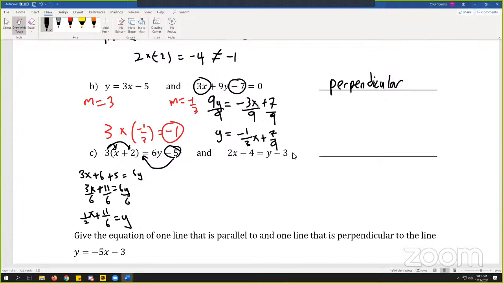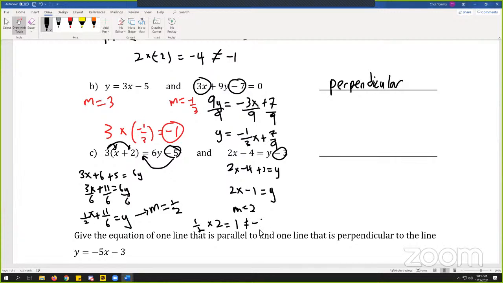For the second one here, we just have to move the -3 to the other side. So 2x minus 4 plus 3 equals y. That gives us 2x minus 1 equals y. And looking at this, the slope here is 2, but the slope here is 1 over 2. Multiplying these together will give us positive 1, which does not equal -1. So as a result, this should be neither as well. Okay?